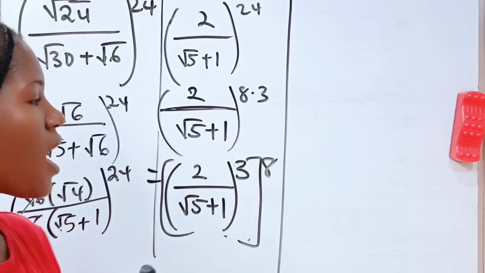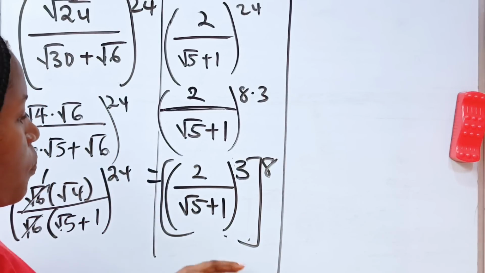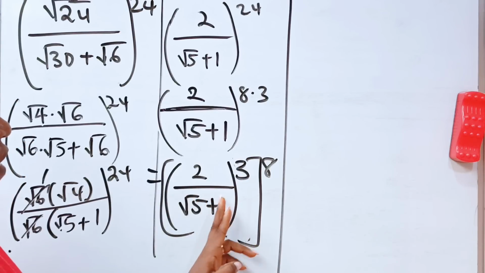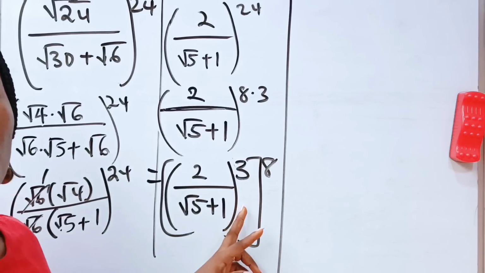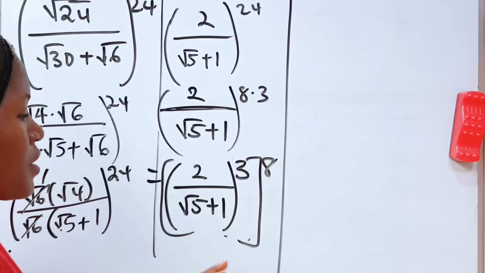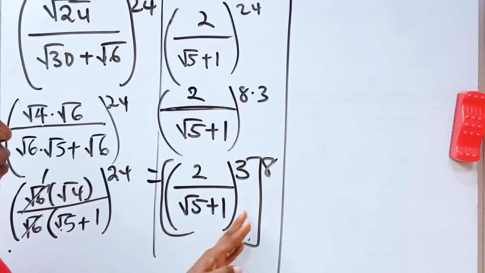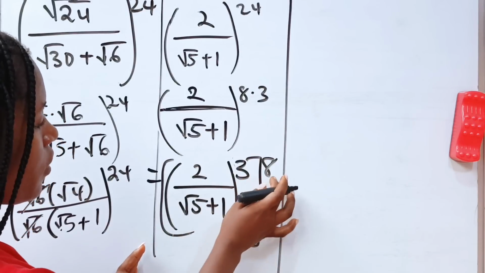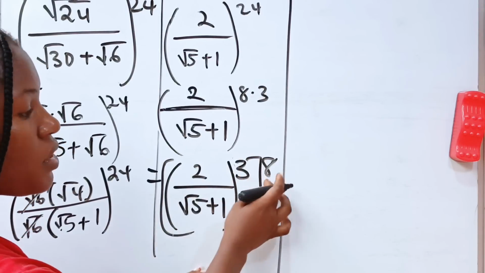Thank you very much. Now back to what we are doing. So we have this to be what? 2 divided by root 5 plus 1 raised to the power of 3, everything raised to the power of 8. Now I forgot something. Let's first of all rationalize this denominator before we get back to this. So I'm going to pick this alone, leaving 3 and 8. After rationalization I will bring this back.